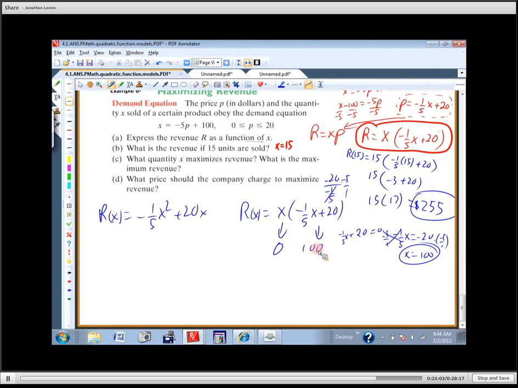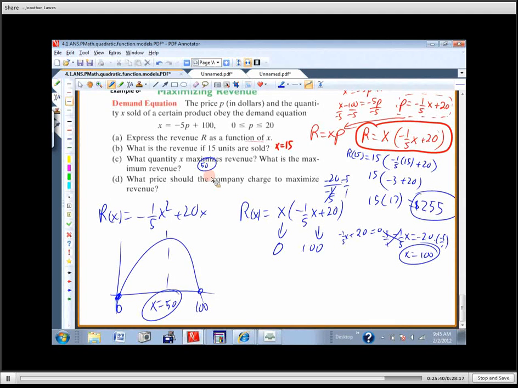Now, that's not the answer to the question. Because the question says, what quantity X, how many should we sell to maximize revenue? So remember what this looks like. It's a parabola that opens down. It crosses at 0 and it crosses at 100. What is the X that produces the maximum? What is the X coordinate of the vertex? 50. So it says, what quantity maximizes the revenue? The answer to that is 50.